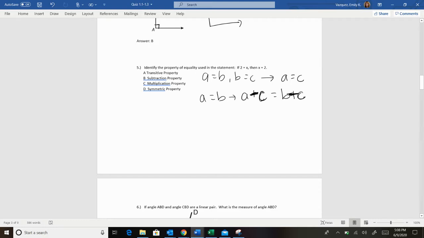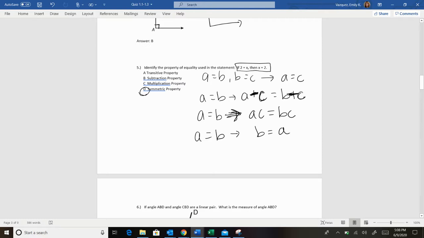Okay, multiplication property says that if A equals B, then AC is equal to BC. And symmetry says that if A equals B, then B equals A. Basically, all that happened is the letters switched place. So when I compare these properties to what I have here, then I know that 2 equals x and x equals 2 has to be a symmetry problem.